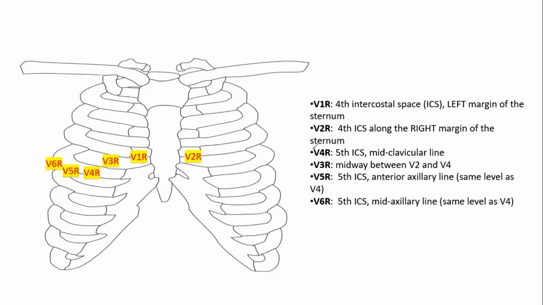From these, you can remember the lead placement for the left side. Obviously, it is not difficult for you to go for the right side. This is just the mirror of that. Okay, I hope it's clear so far. So this was the case of inferior wall MI with RV infarct.